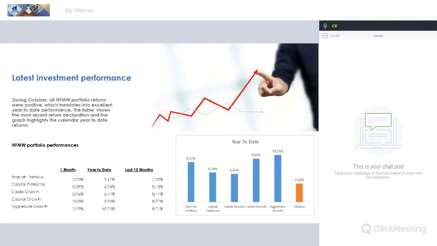Moving on to the latest investment performance, you can see the year-to-date performance up to the end of October has been excellent. The Aggressive Growth Portfolio returning 10.75%, Capital Growth 9.93%, Stable Growth 6.47%, and the Capital Protector 6.74%.